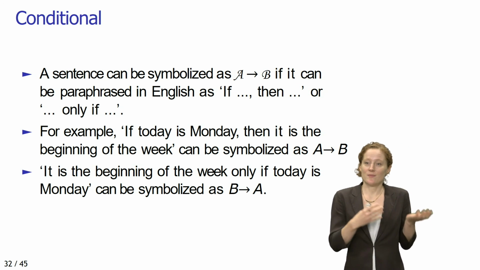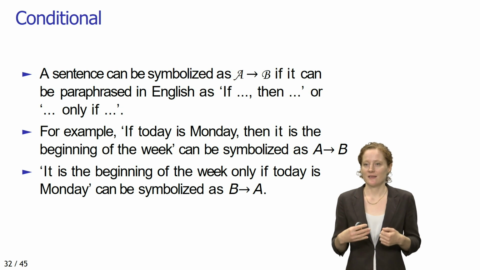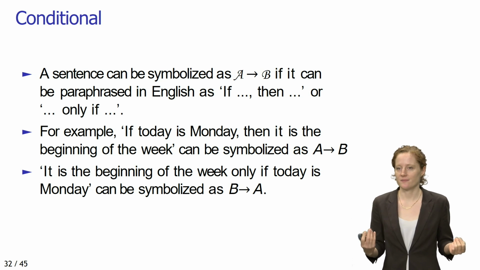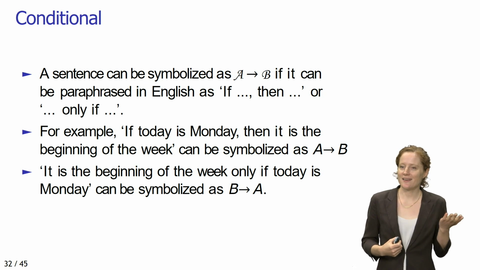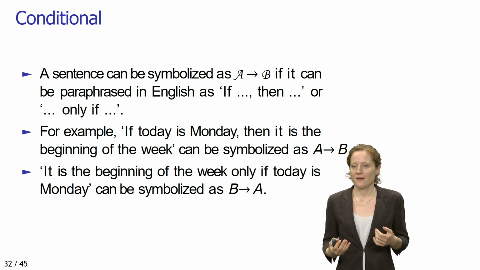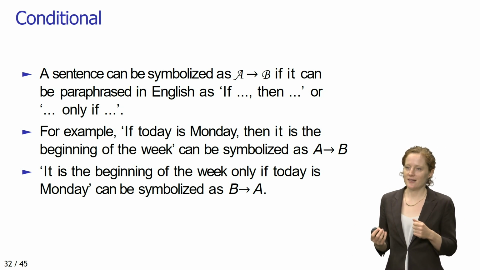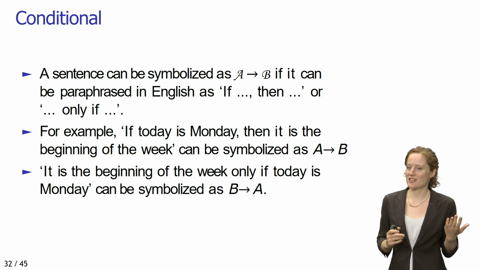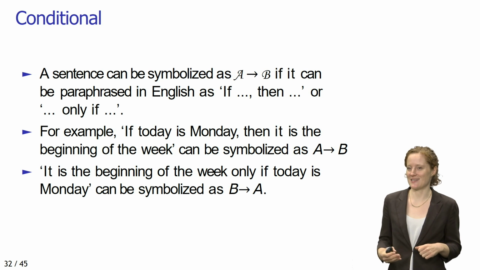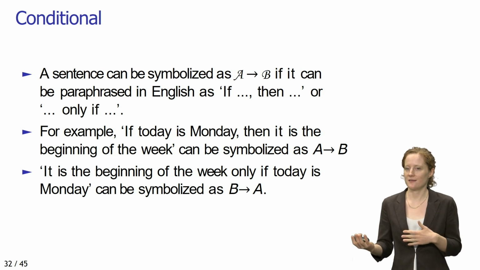A sentence can be symbolized as A arrow B if it can be paraphrased in English as "if blank, then blank," or as "blank only if blank." So for example, take the English sentence, "If today is Monday, then it is the beginning of the week." This sentence can be symbolized as A arrow B. And here the capital letter A represents the English sentence "Today is Monday." The capital letter B represents the English sentence "It is the beginning of the week." And the arrow represents "if then."